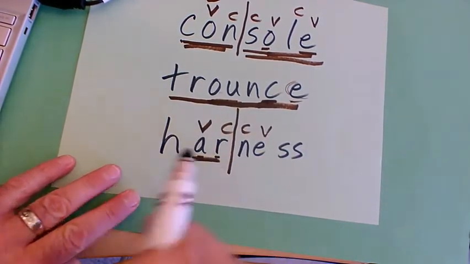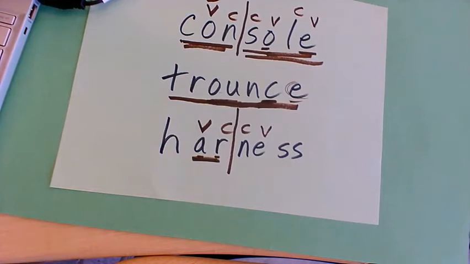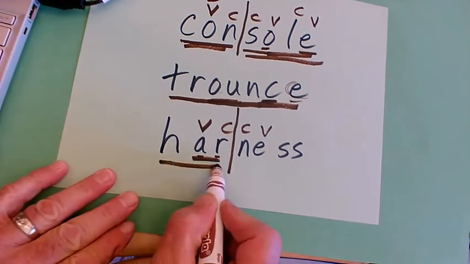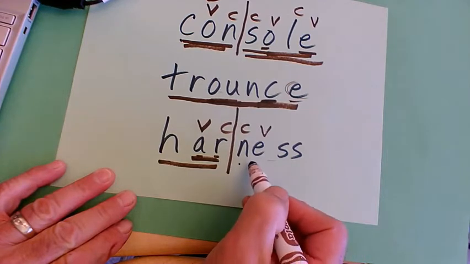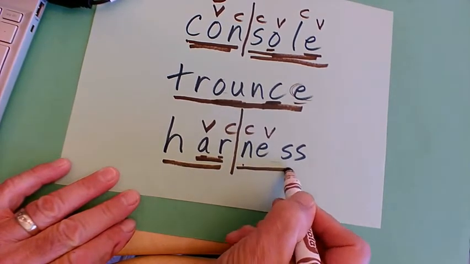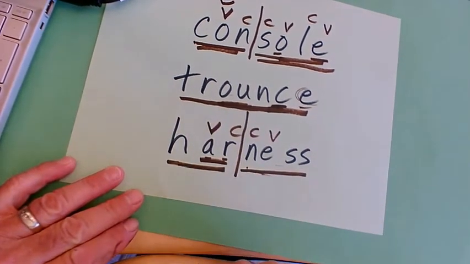But when it's vowel plus R, you think, what two sounds can AR have? R and air. And with no vowel after the R, it's most likely going to be R. So the first syllable is R. And then the last syllable, there's nothing to make that E long, so it's going to be ness, harness.